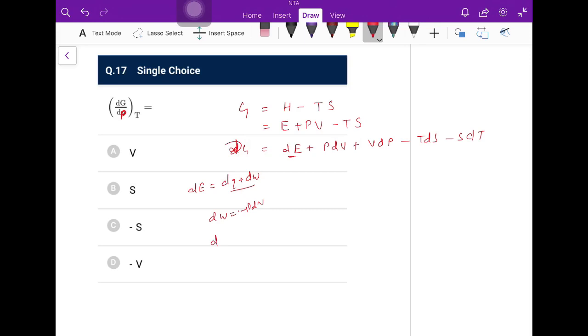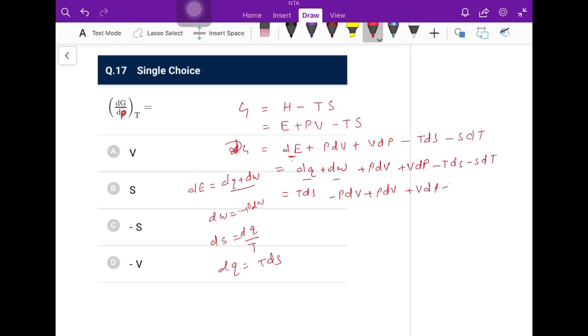this dS is equal to dQ by dT. So dQ is equal to TdS. So putting dE first, dE is equal to dQ plus dW, plus PdV plus VdP minus TdS minus SdT. So dQ is TdS, dW is minus PdV, plus PdV plus VdP minus TdS minus SdT. So TdS minus TdS gets cancelled out, PdV gets cancelled out, so we are left with VdP minus SdT.